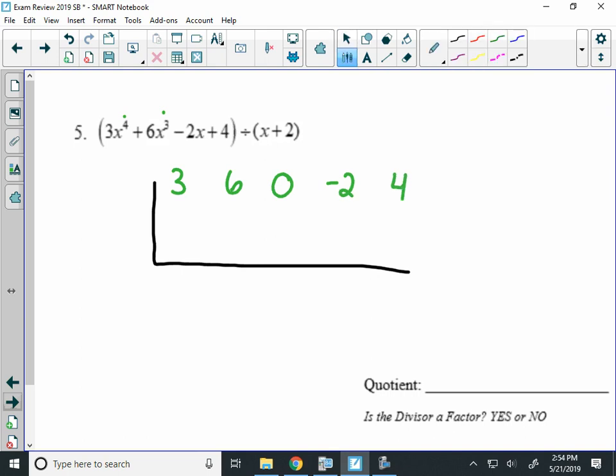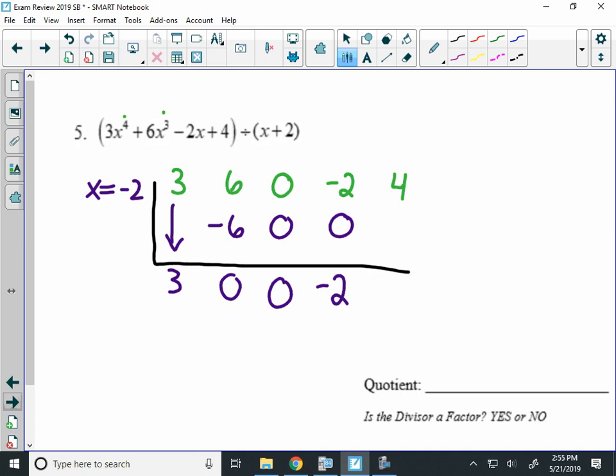All right, now on the outside here, remember, we take the opposite, we take the root, basically. Find the root of that factor. We're figuring out if negative 2 is an x-intercept or a root. So I'm going to drop down 3. And I multiply. 3 times negative 2 is negative 6. Add those up and I get 0. 0 times negative 2 is 0. Add those up and I get 0 again. 0 times negative 2 is 0. Don't forget about these zeros. I add those up and get negative 2. Negative 2 times negative 2 is 4. And when I add those, I get an 8.